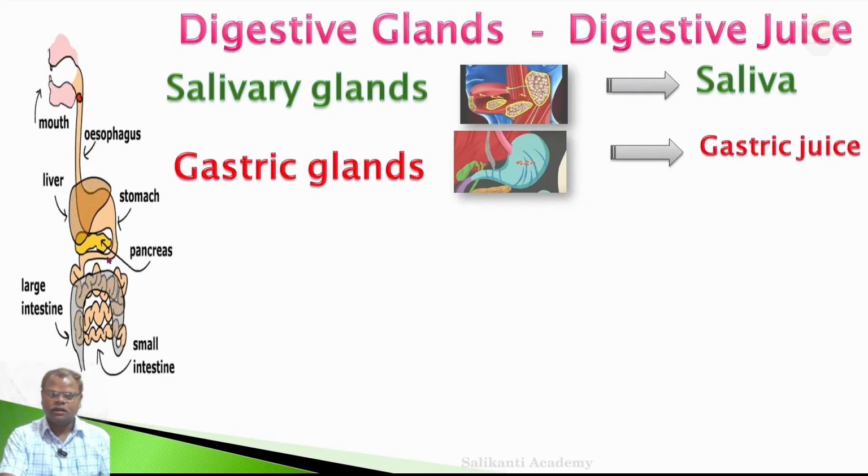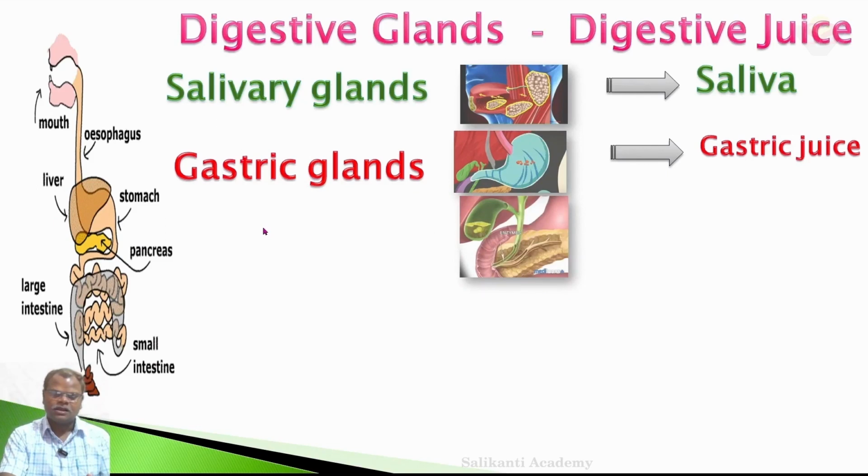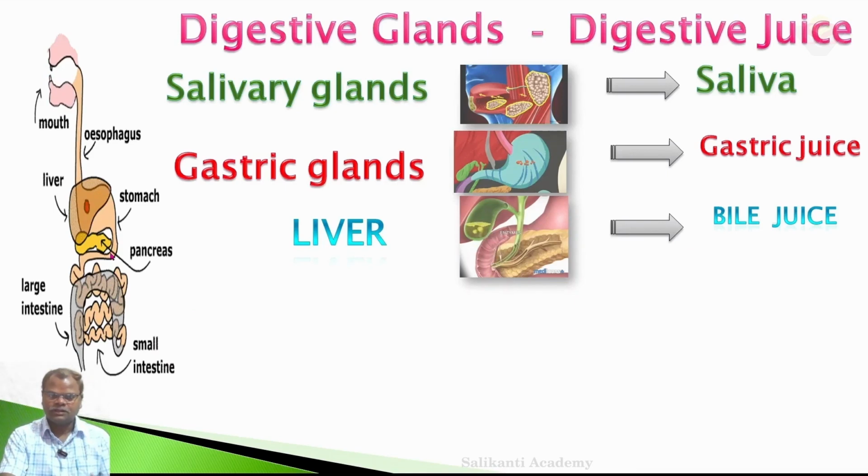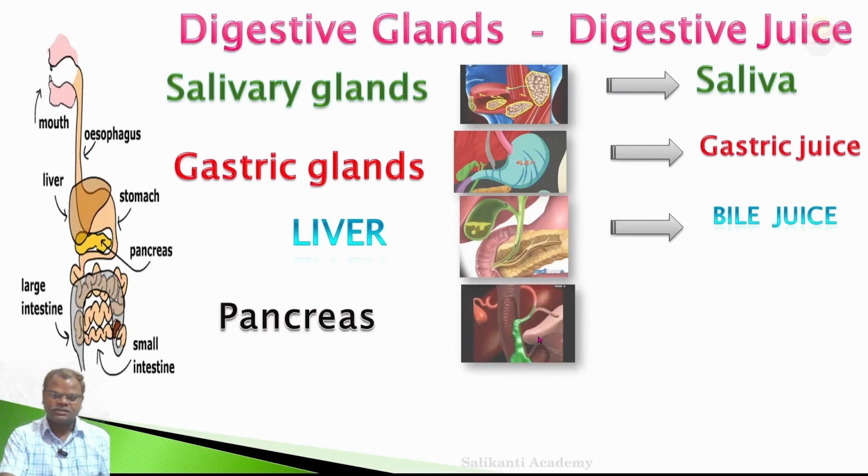At the duodenum there are two glands. First one is the liver. This liver secretes bile juice. Next, another gland is present nearer to the stomach, the pancreas. This gland looks like a leaf-like structure. This pancreas secretes pancreatic juice.